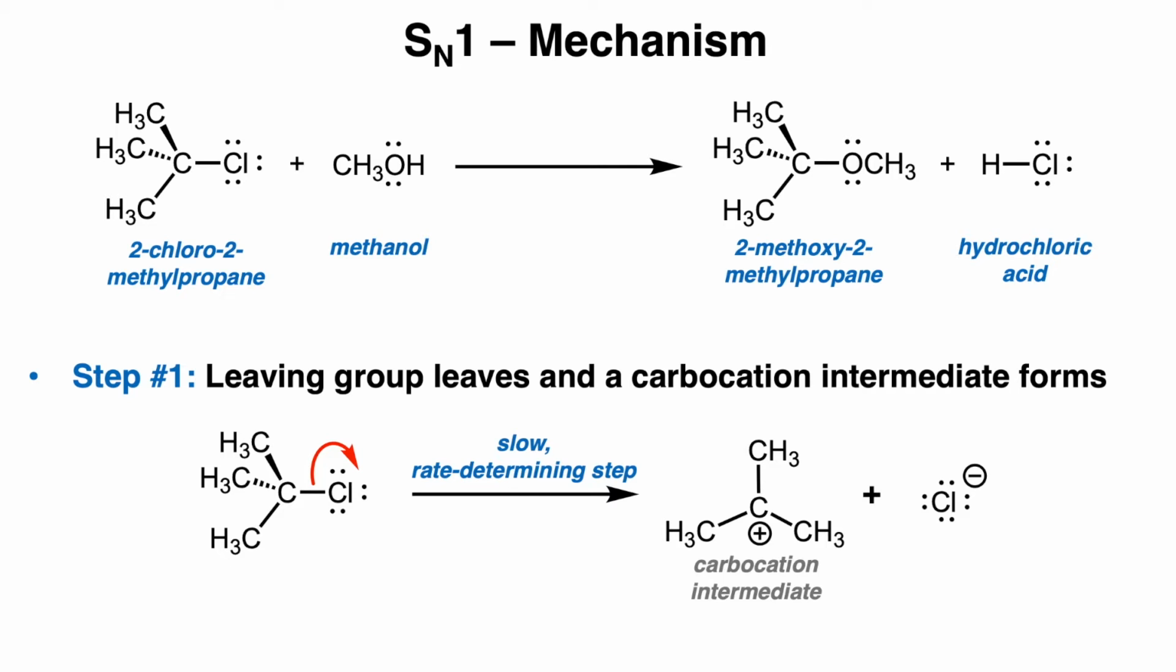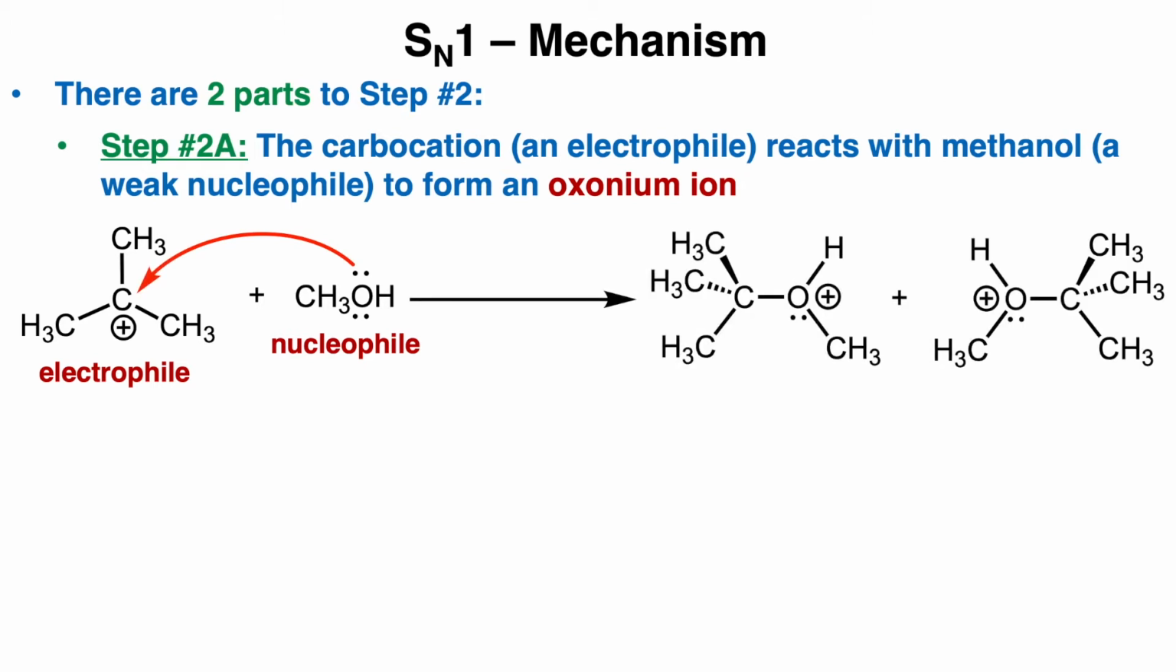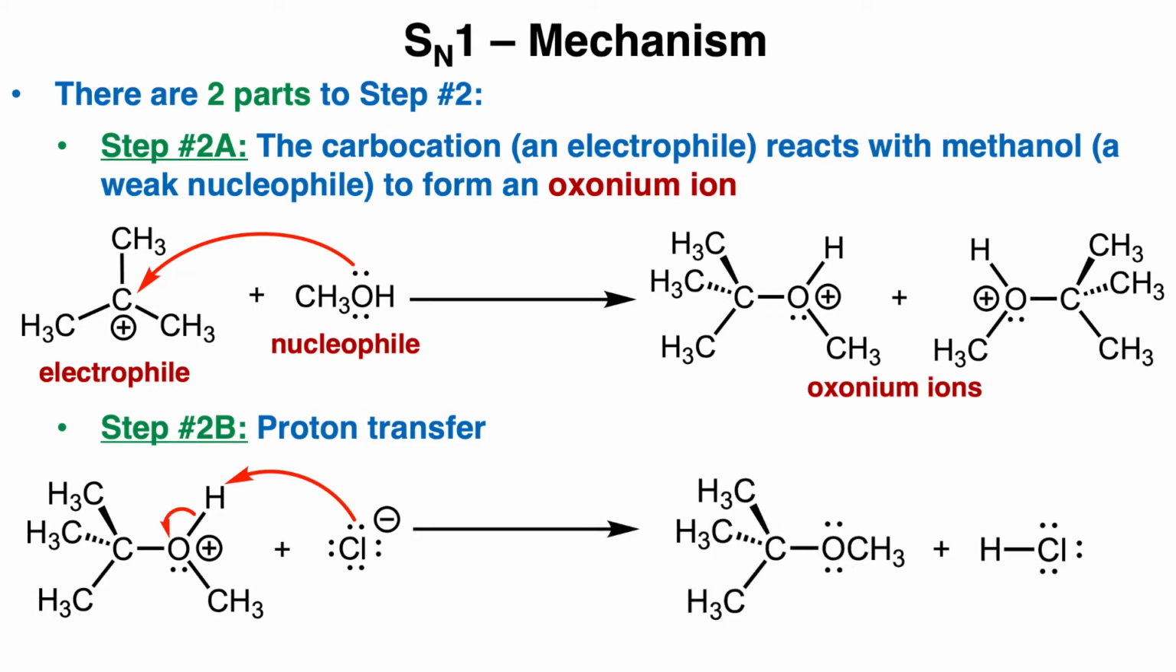Now, the second step of SN1 has two parts. In step 2A, the carbocation reacts with methanol to form an oxonium ion. Recall that the carbocation is our electrophile and methanol is a weak nucleophile because it's overall neutral. And then in step 2B, a proton transfer occurs. Cl- deprotonates the hydrogen, and then the bond between O and H becomes a new lone pair of electrons in the final product.